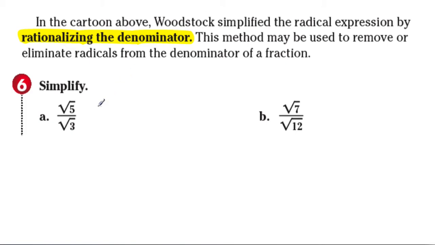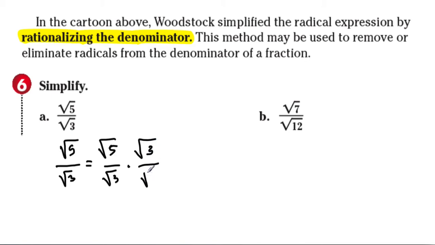So if you have radical 5 over radical 3, first copy the problem: radical 5 over radical 3. To be able to remove the radical sign, we multiply it by 1. That will not change our fraction. Again, the identity property of multiplication. So how do we do that? We simply multiply it by radical 3 over radical 3. If you notice, radical 3 times radical 3 becomes radical 9, or simply 3, and the numerator becomes radical 15.